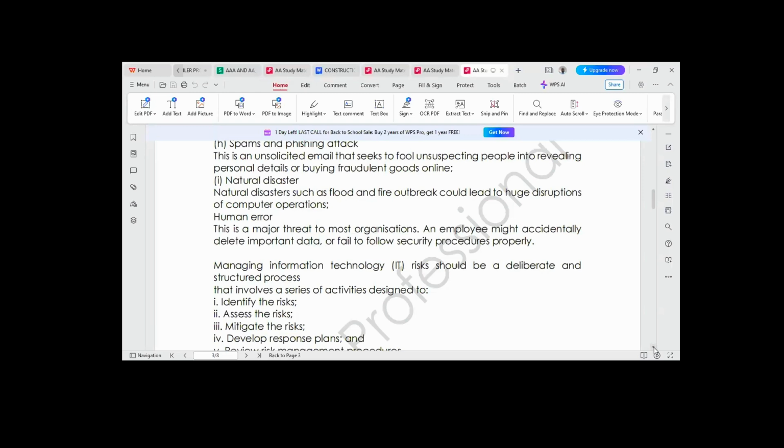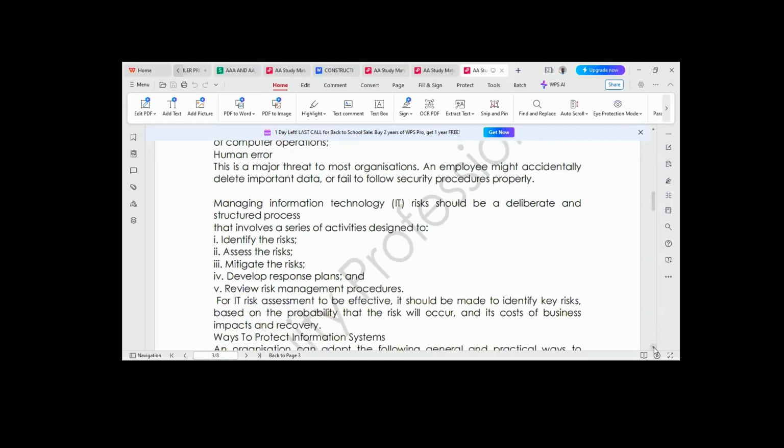Number one, identify the risk. If you're able to identify a problem, the problem is half solved. Once you have identified the risk, assess the risk, evaluate it, weigh it. Number three, mitigate the risk. Try to reduce it to what? To the barest minimum. Number four, develop response plans. That is, once you are trying to mitigate the risk, you have to draw out how you want to ensure you mitigate against this risk. You have to explore all scenarios, from best to the worst scenarios.